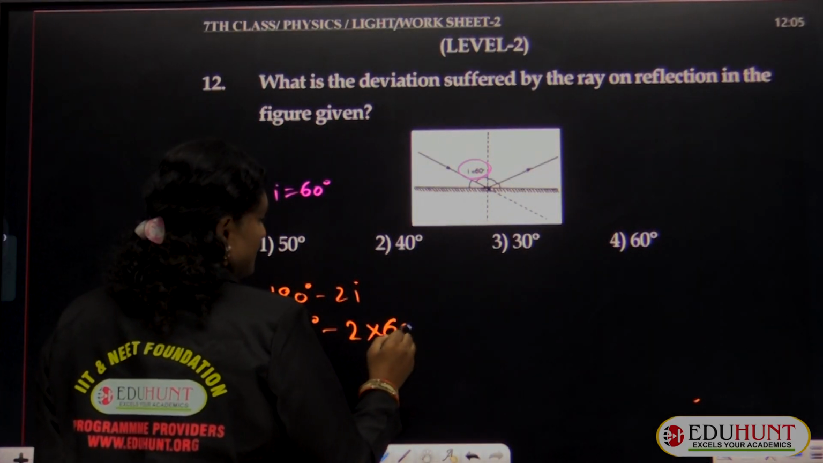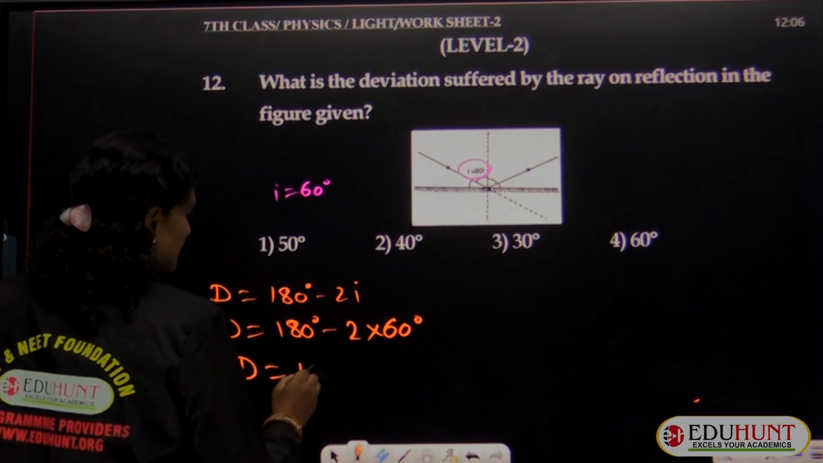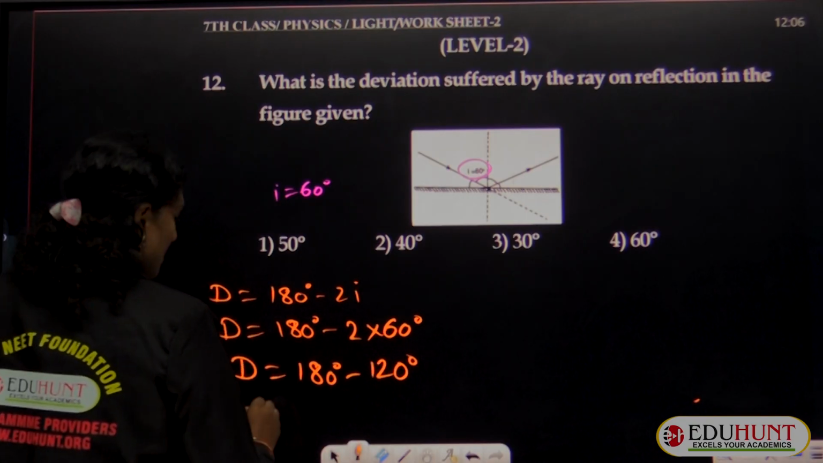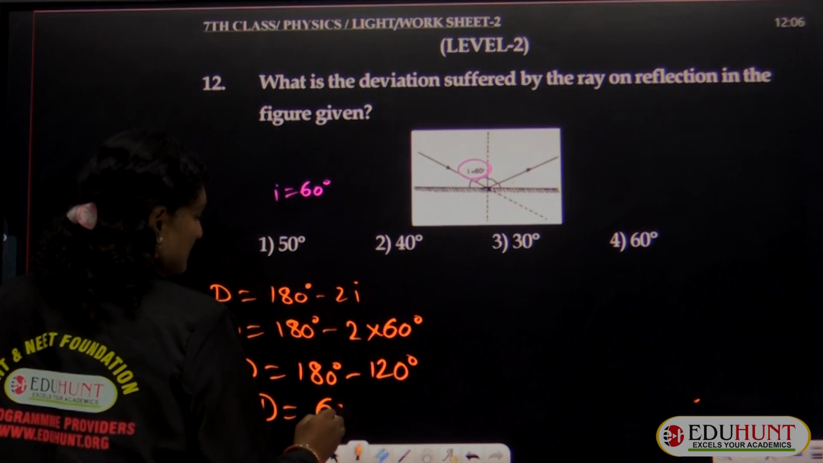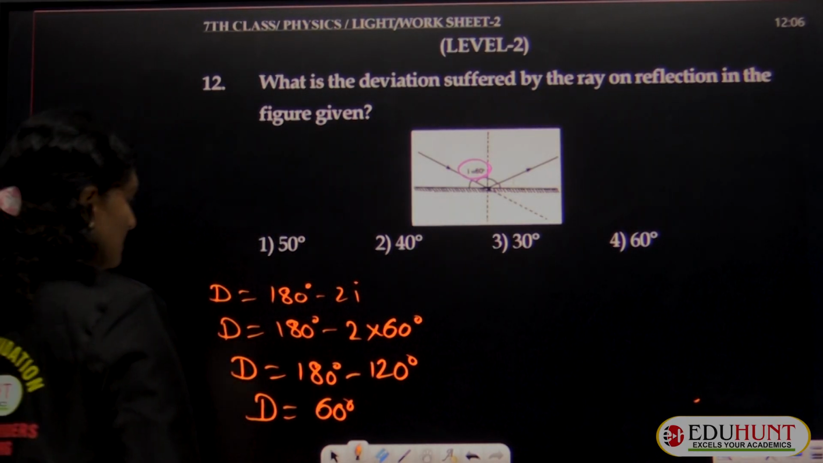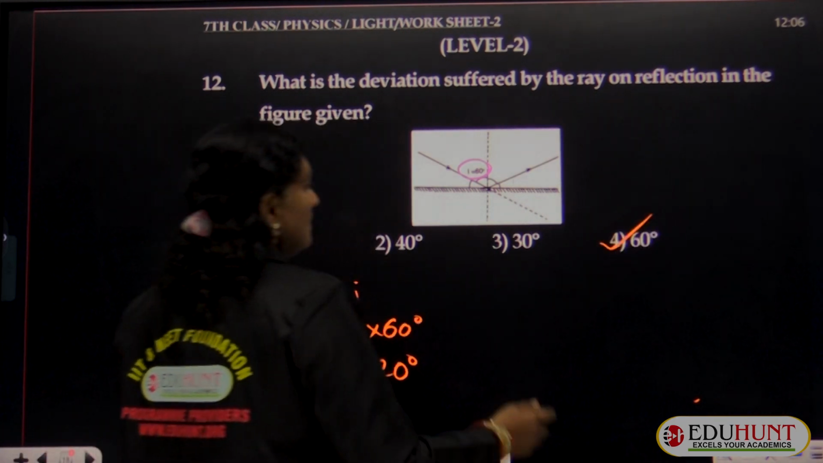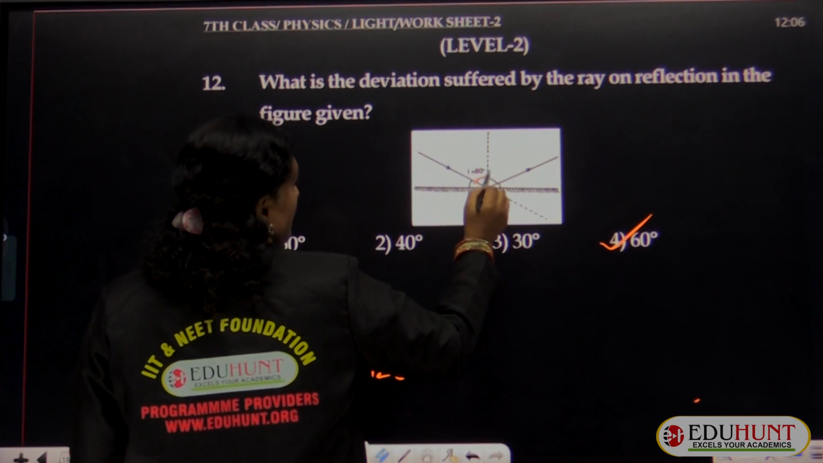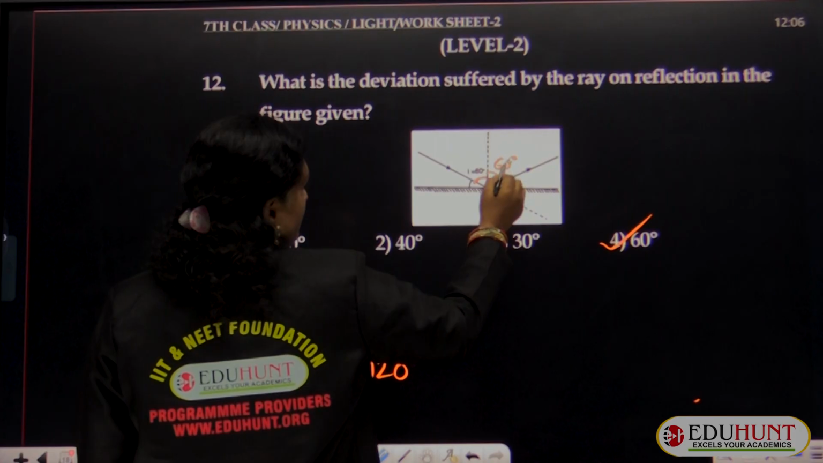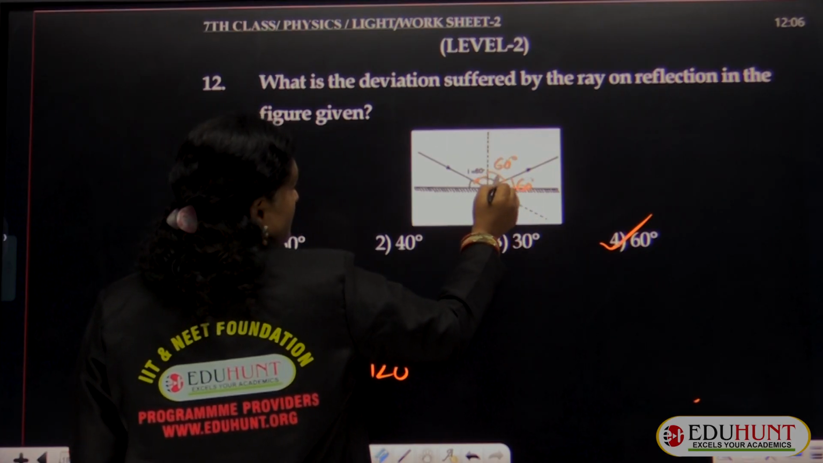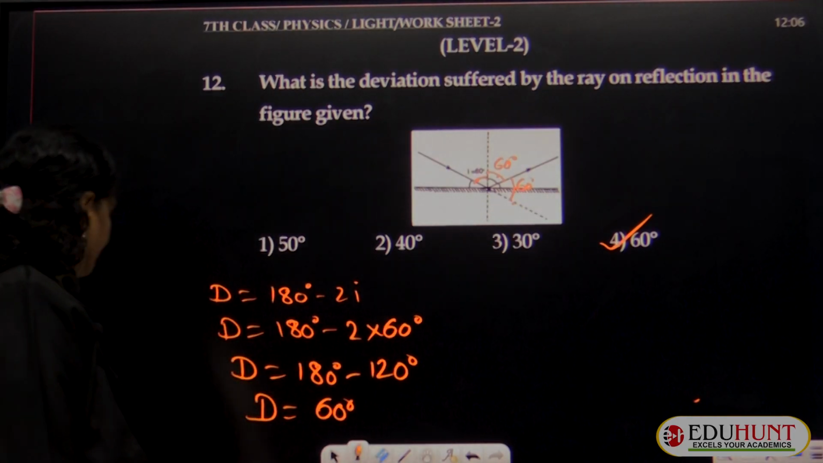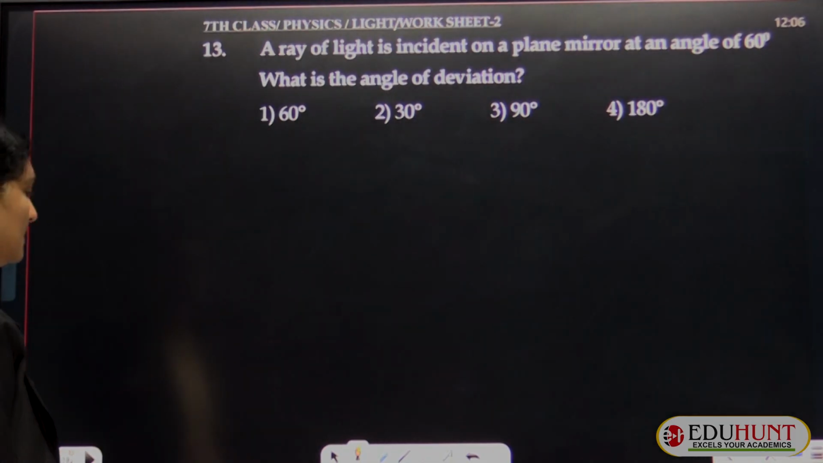Hence d must be equal to 180 minus 2 into 60, which is 120 degrees, so d is equal to 60 degrees. The answer is also 60 degrees. Hence, the correct option is option 4. The incidence is 60, reflection is also 60 and the deviation is also 60, because i is equal to r: 60, 60, 120, and the remaining is 60 out of 180. Clear?